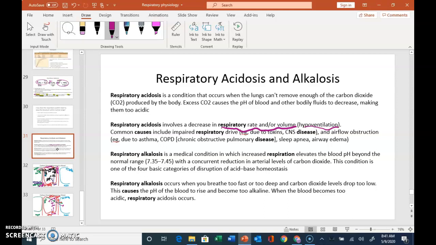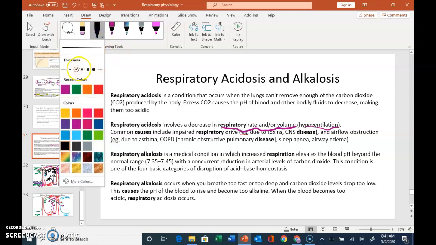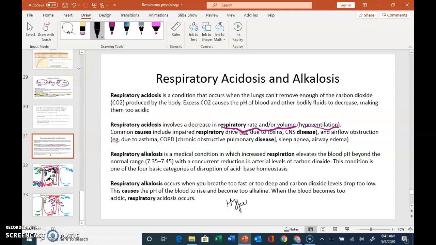So one thing, let me talk about hyperventilation real quick. What is hyperventilation? If your respiratory rate and volume is decreased, we call that hypoventilation. If your respiratory rate and volume increases, we call that hyperventilation.